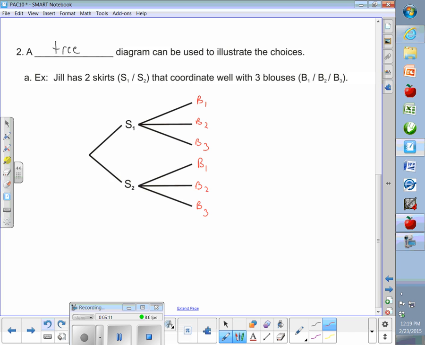Please take note how the skirts line up in a vertical column. Please take note how the blouses line up in a vertical column. By the way, how many total choices? 6, right? And girls, you can say outfits. 6 outfits with your 2 skirts that coordinate with your 3 blouses. What's the moral of the story? By coordinating clothes, you get more outfits.